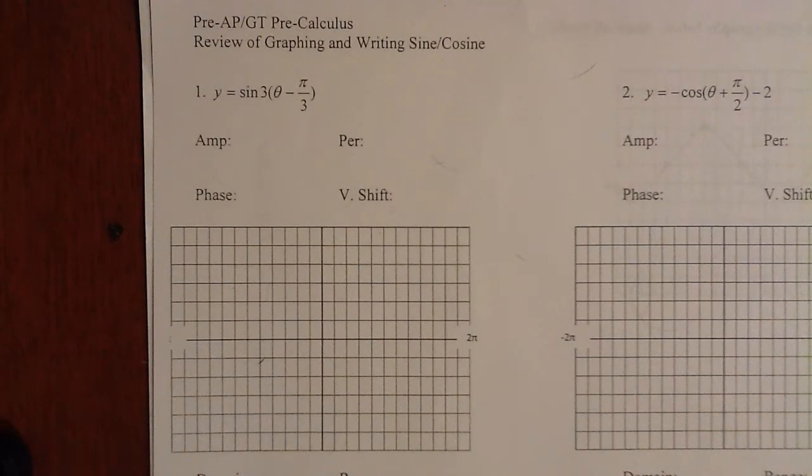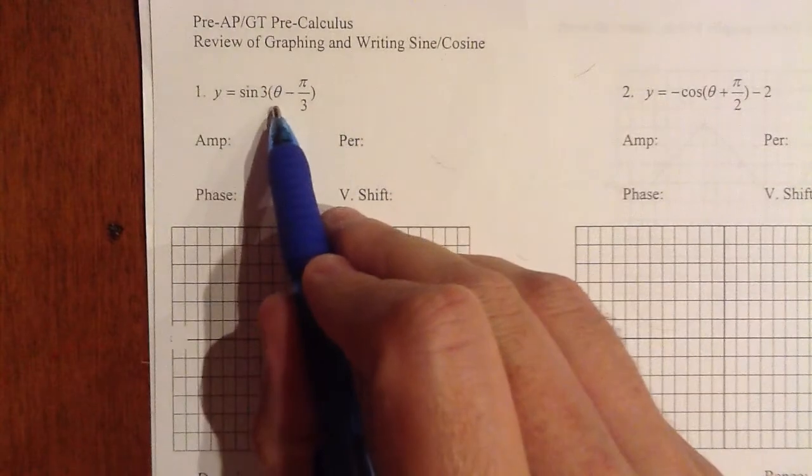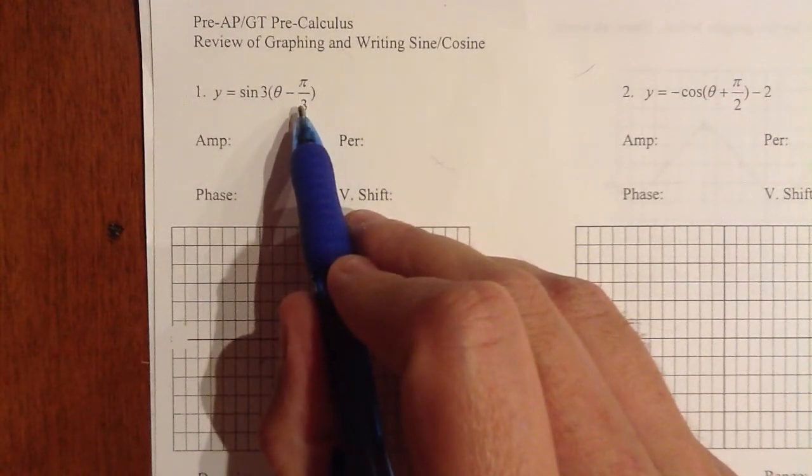Don't worry, it won't be all that bad, I promise. Alright, so we're going to graph this function right here. It is the sine of 3 theta minus pi over 3.